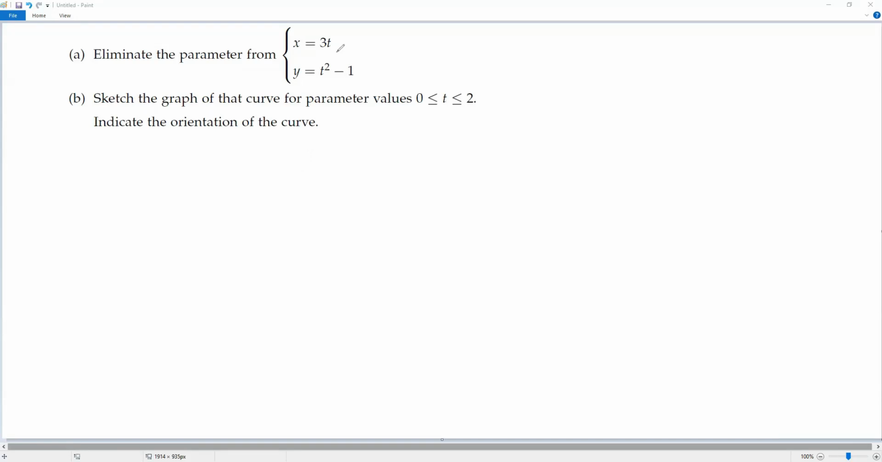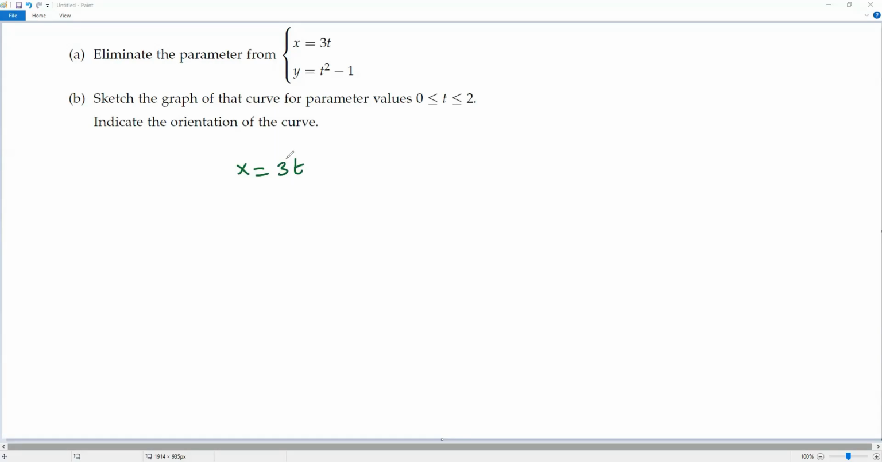To eliminate the parameter t, either I can solve the first equation for t in terms of x, or the second equation for t in terms of y. But I prefer the first equation because in the second equation, I have t square. If I solve for t, I will get a square root on the other side, so it will be a little trouble. So better we can use the first equation. So let's take the first equation and solve for t.